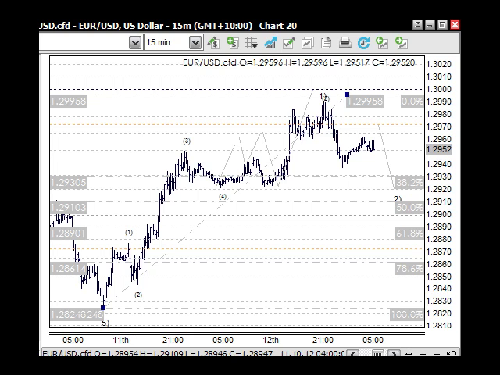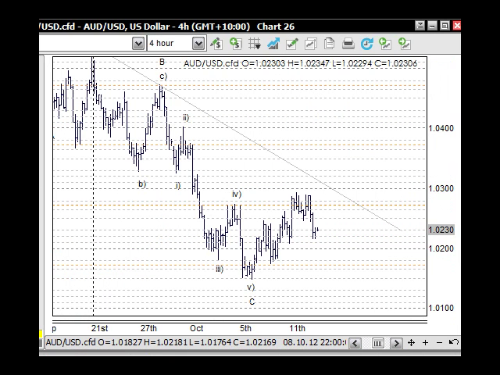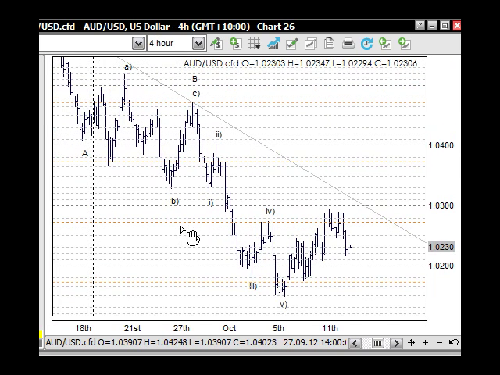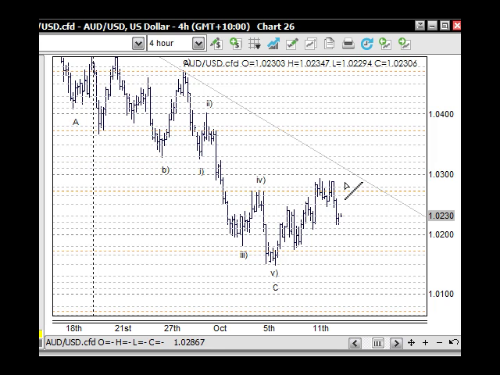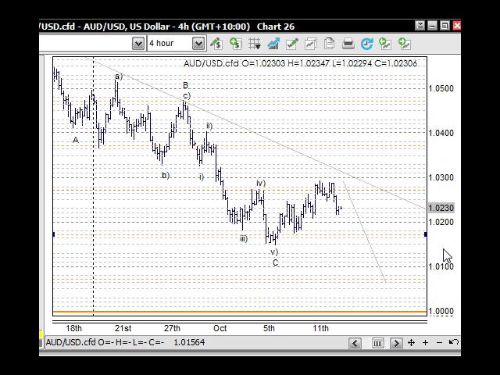The Australian dollar as well. The general gist for the Australian dollar is that we've got another leg lower to come into play. So looking for another move down through to here, just down into here. But in saying that as well, this move to the upside through here is a 38.2 retracement level, taking from the B wave here back to here.